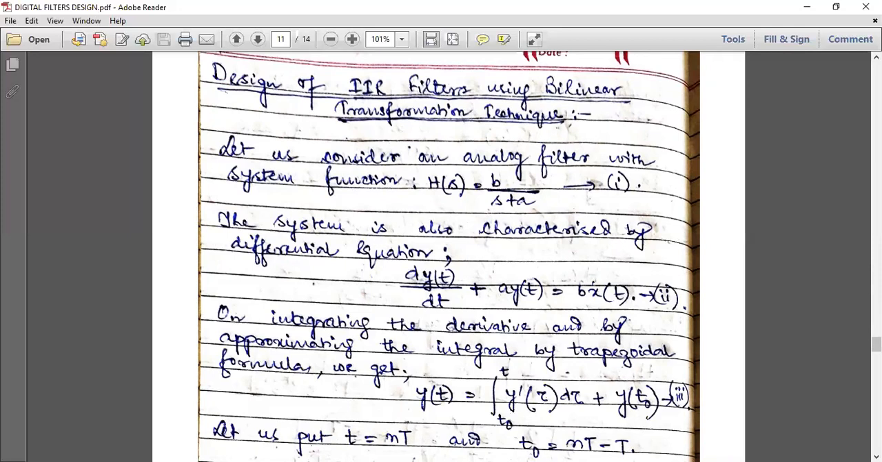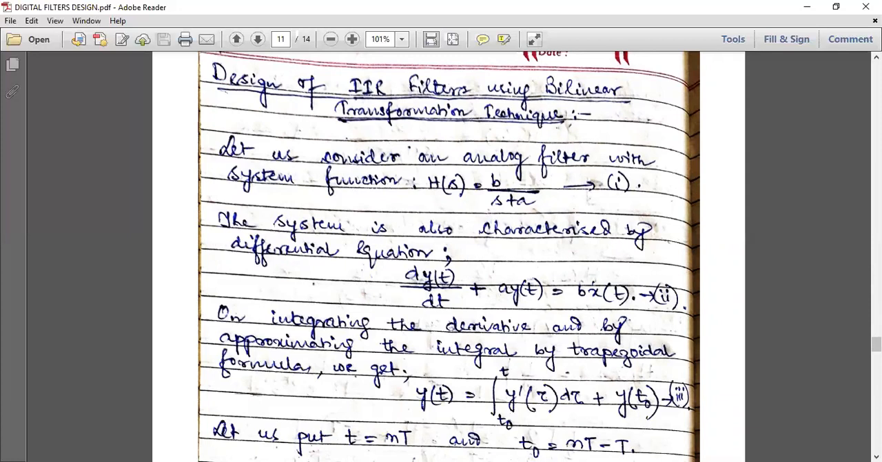I'll be telling. Let us consider an analog filter with system function H(s) equal to B by (S plus A). This system is also characterized by an equivalent differential equation. What will it be? dy(t)/dt plus a into y(t) equal to b into x(t).